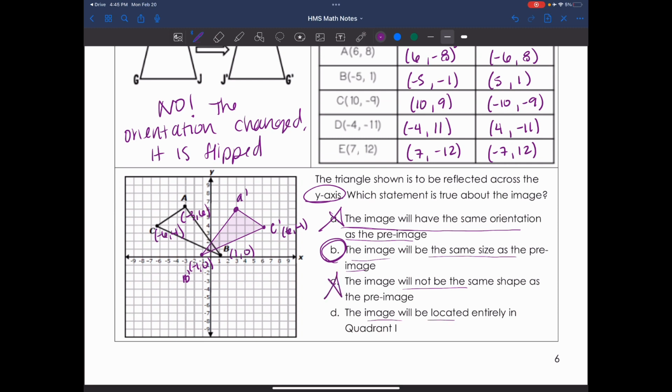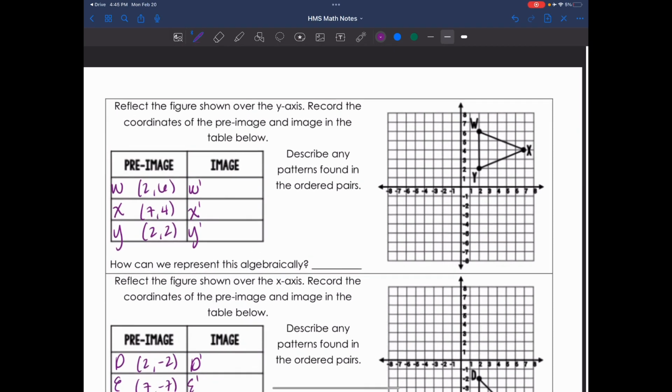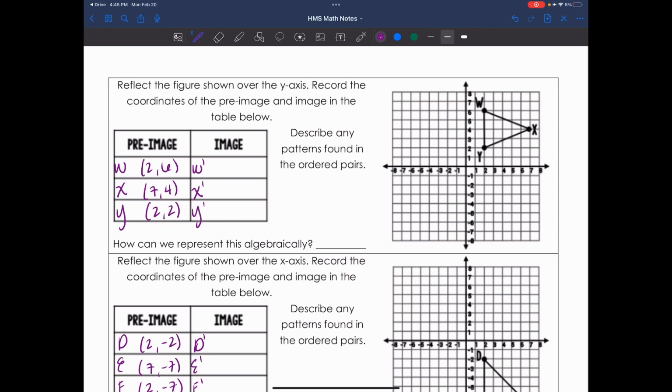The image will be located entirely in quadrant 1. Well, that's also a lie because it obviously is not. Boom, done. The image will be the same size. I feel like that's simple. Cool. Next page. Let's get to practice even more so I can show you how easy this is.